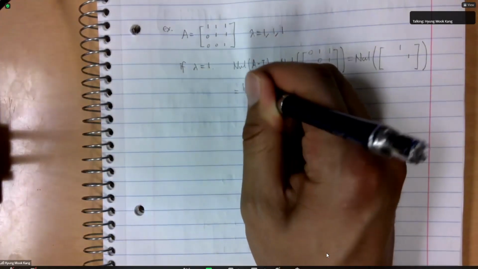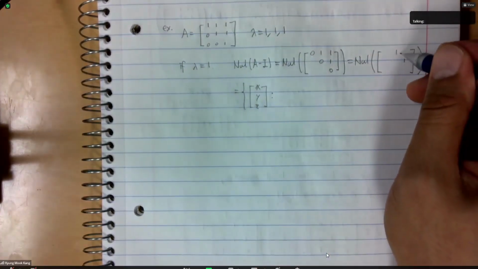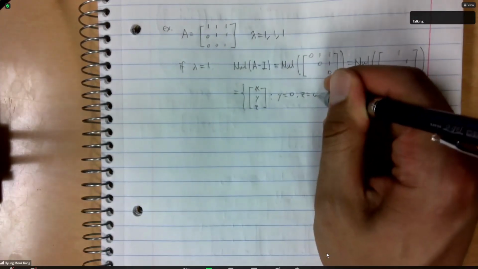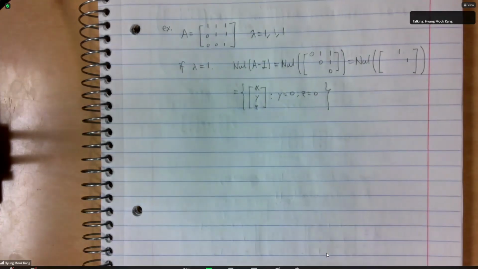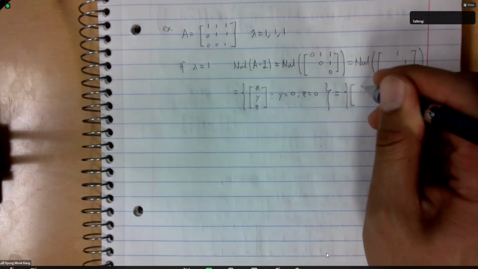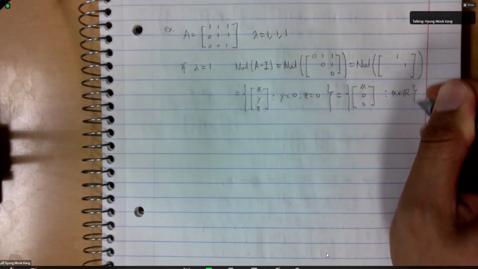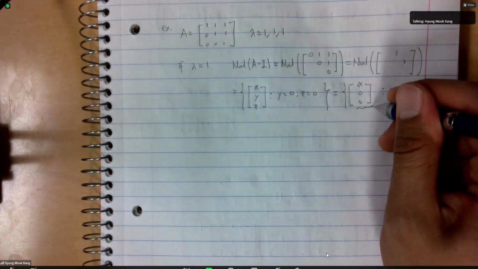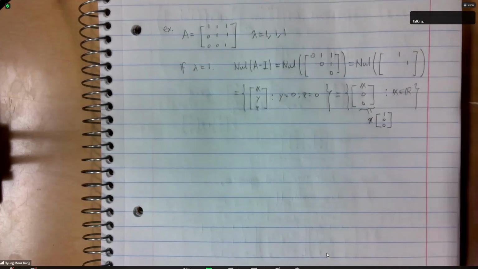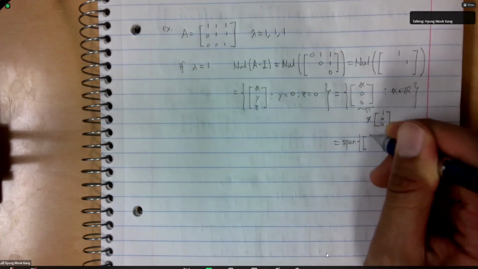This is the set of all x, y, z such that y equals 0 and z equals 0. Plugging in y equals 0, z equals 0, we get x, 0, 0. X is an arbitrary number, and when you take it out, this vector is a multiple of (1, 0, 0). So this is the span of (1, 0, 0).